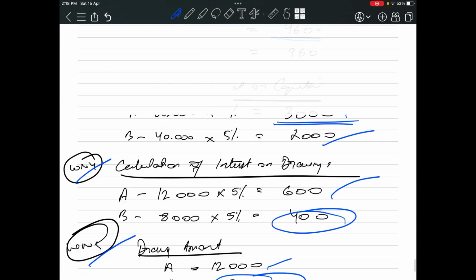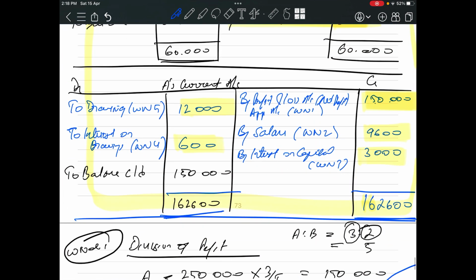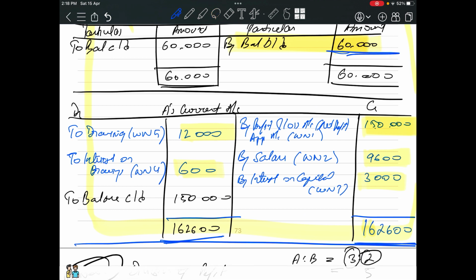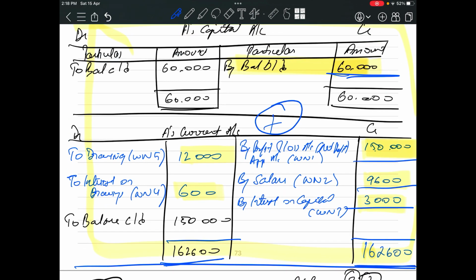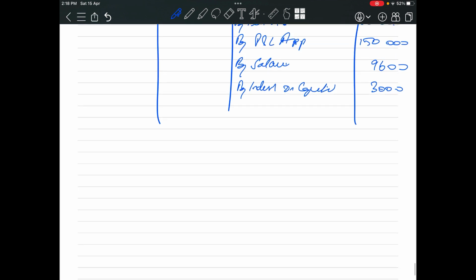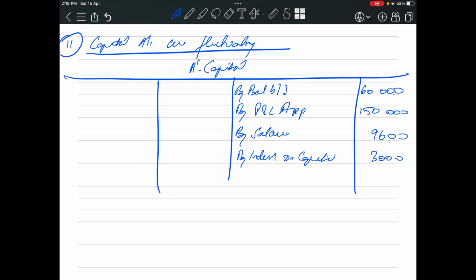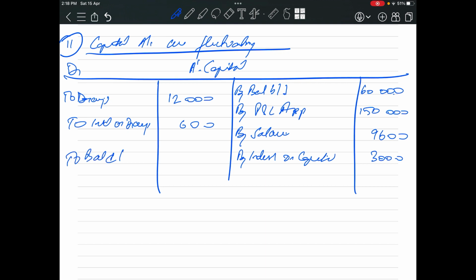Simple. See, I have not done anything, I've just taken the balance B/D and this. So these two accounts will be joined. We'll have to prepare one account when it is fluctuating, because all the items will be taken in the capital account only. At the debit side, we will have to write the drawings. What is the amount of drawings? 12,000. What is the amount of interest on drawings? 600.